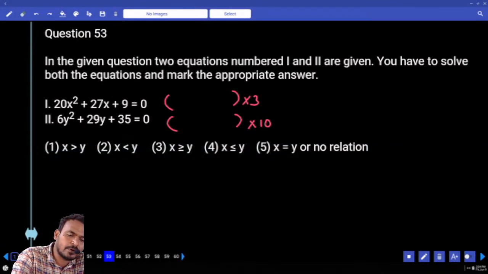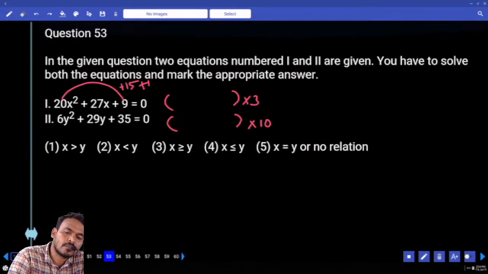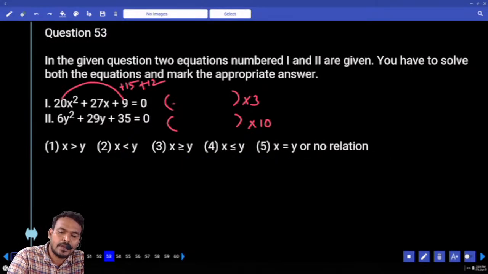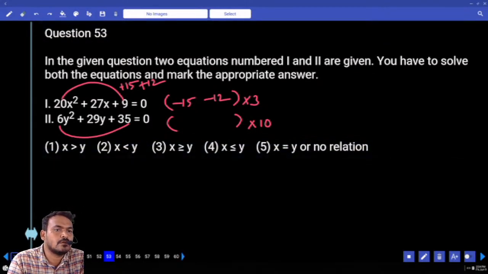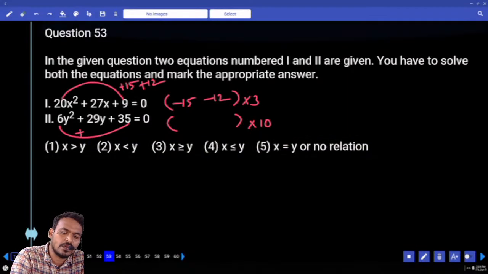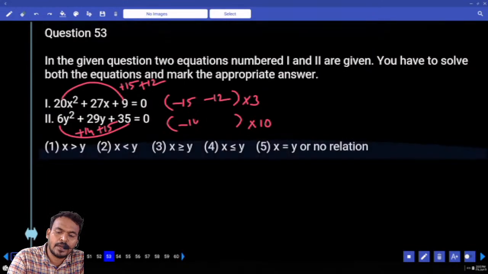And what is the first one product? 20 into 9, 180, or not? 180 means that is written as plus 15 plus 12, or not? What are the final roots? Minus 15, minus 12. Second one, 6 into 35, 210, or not? 210 means one is 14, another one 15, or not? Minus 14, minus 15.